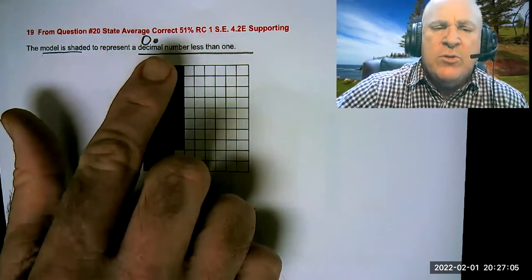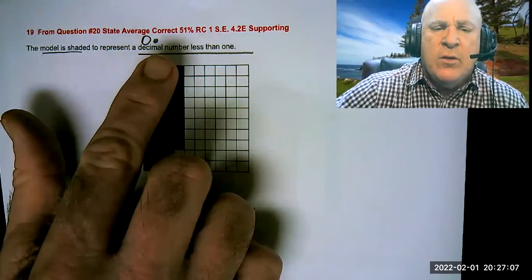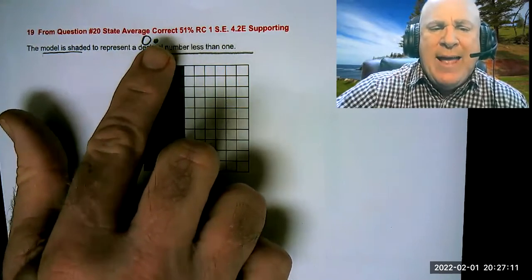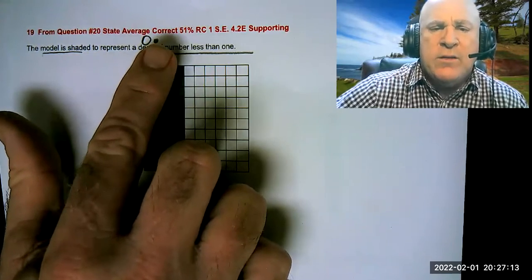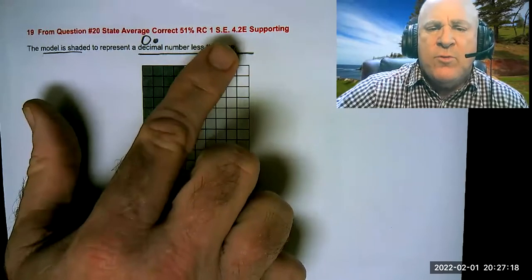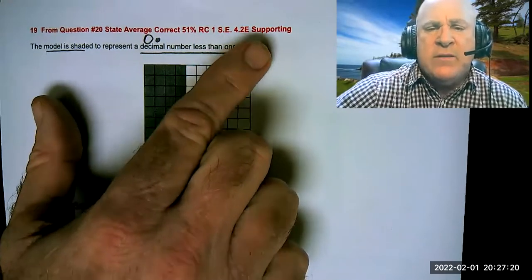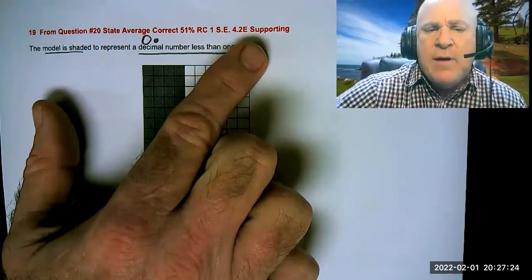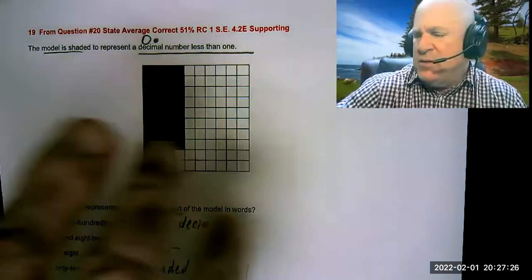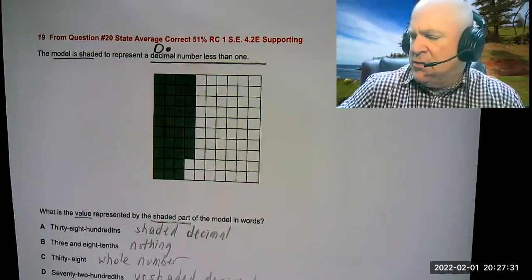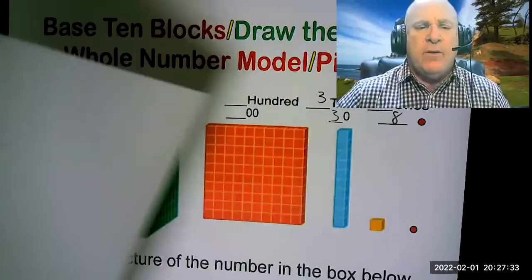So as soon as you have your kids see the words decimal less than 1, have them write 0 and or 0 point something. This is in Texas, student expectation 4.2E, a supporting standard, something they should learn in 3rd grade. So we need to make sure we're practicing all of these. So what I think should happen is you should get something like what I'm about to show you.